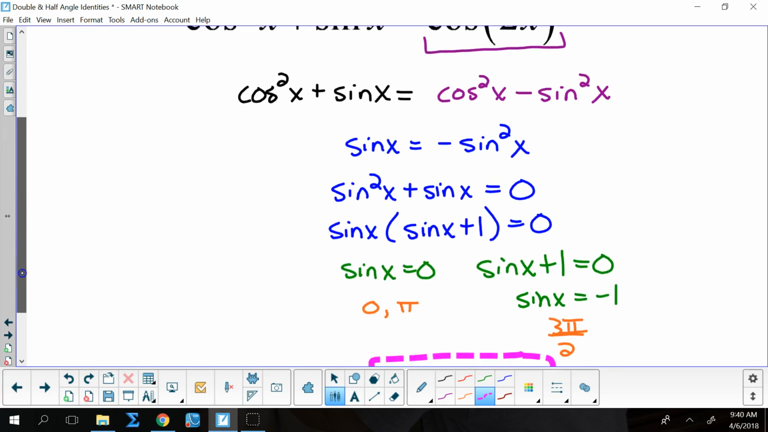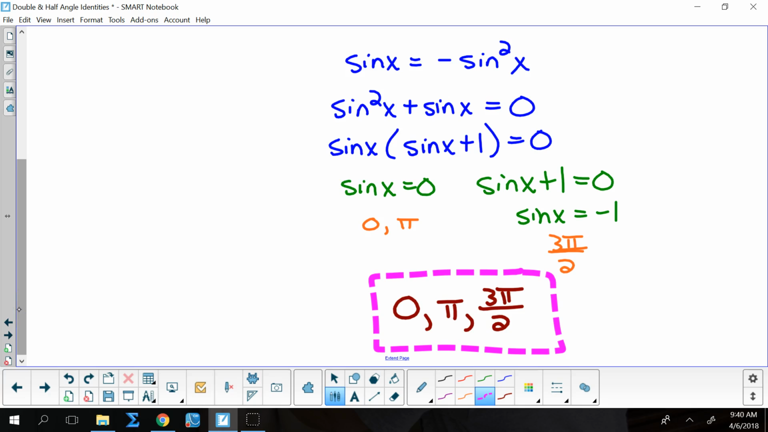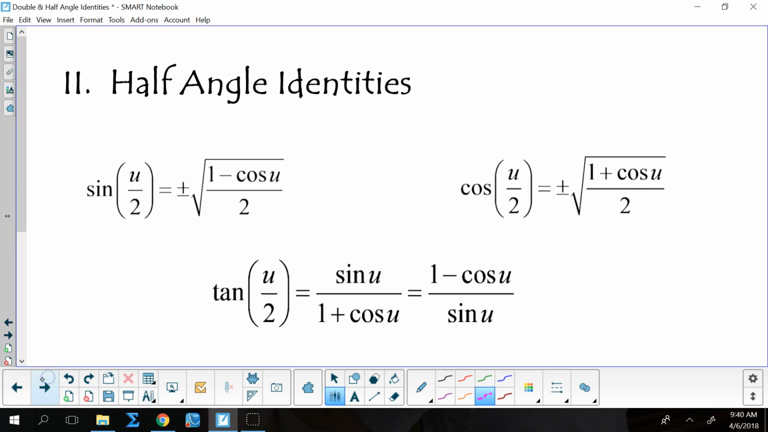Because 0 and 2 pi are the exact same thing. Okay? Alright, so that's double angle stuff. We use double angle formulas, numbers 21, 22, and 23, to solve equations. Okay? Now let's jump into half angle identities.